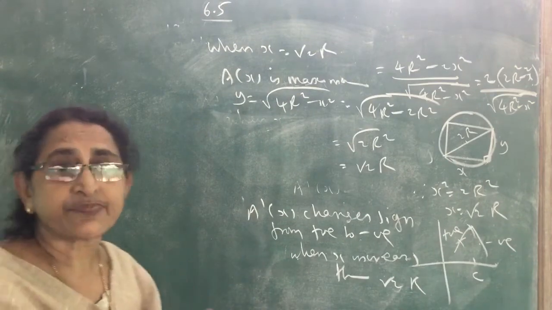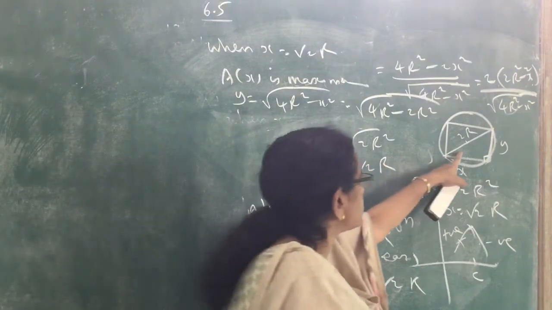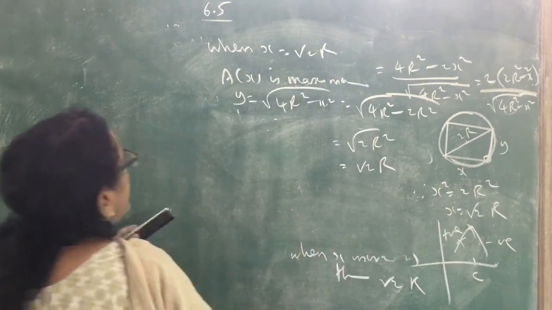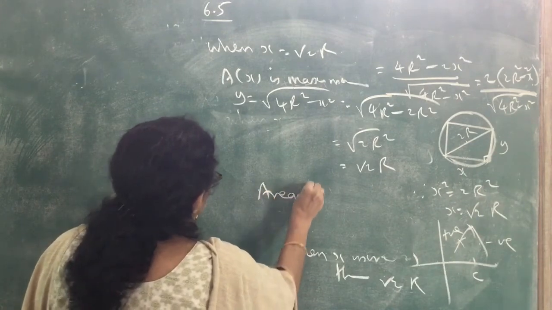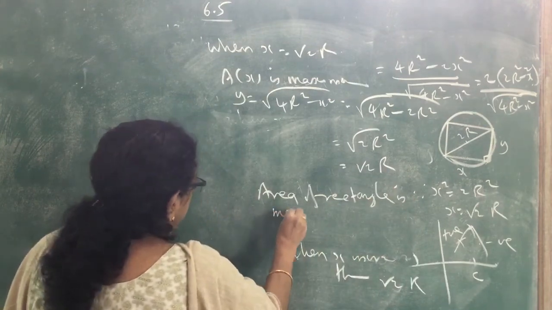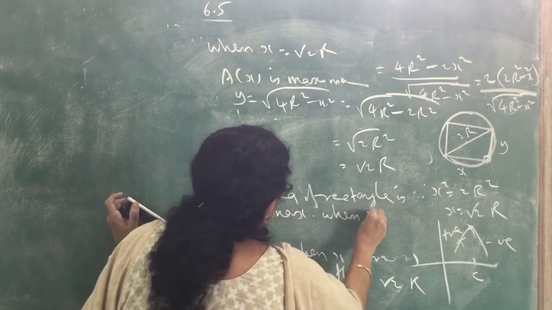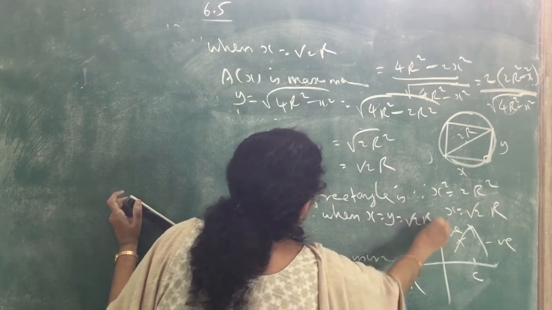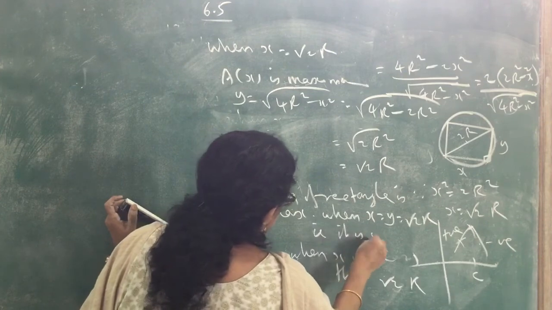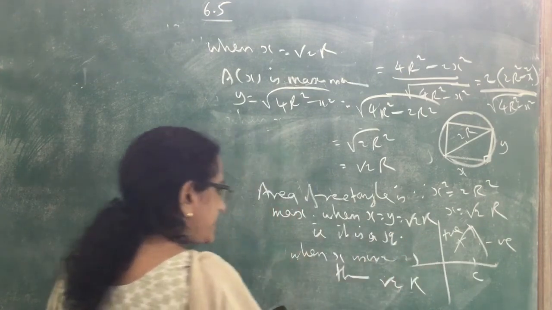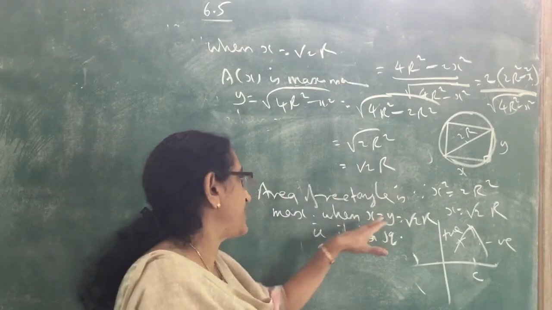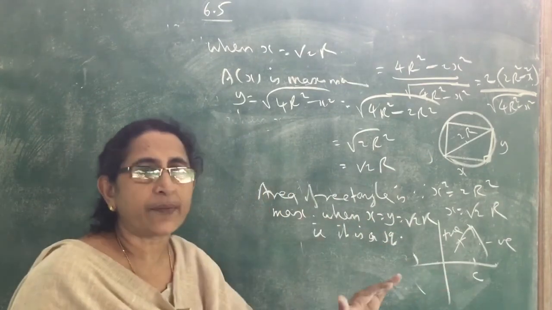So when the area of the rectangle is maximum, we can write: therefore, the area of the rectangle is maximum when x equal to y equal to root 2r. That is, it is a square. So the area of the rectangle is maximum when x equal to y equal to root 2r. X equal to y means it is a square. Okay.